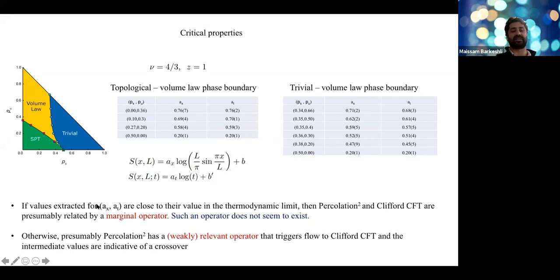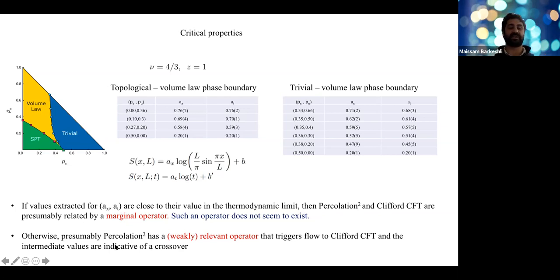One possibility is that the values that we extract for AX and AT are close to their value in the thermodynamic limit. In this case, it means that there's a whole marginal line of CFTs all connected to each other by marginal operators. This CFT over here is the Clifford CFT, and this one is percolation squared. So you'd expect that there's some kind of marginal operator that takes you continuously from one to the other. However, it seems that there's no marginal operator in percolation squared, at least to the extent that I've understood percolation. So this possibility seems like it's probably not true.